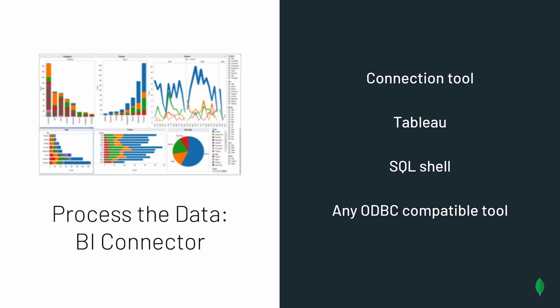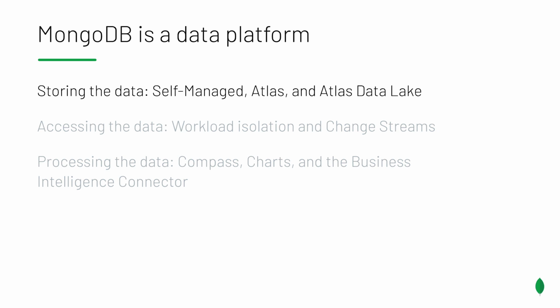To wrap up the concept of MongoDB as a data platform, recall the three aspects of a data platform and the options MongoDB currently provides. First is storing the data, be that self-managed on-prem model to a fully managed cloud model with MongoDB Atlas. You can store the data where you'd like. Even storing it in an AWS S3 bucket is possible with Atlas Data Lake.